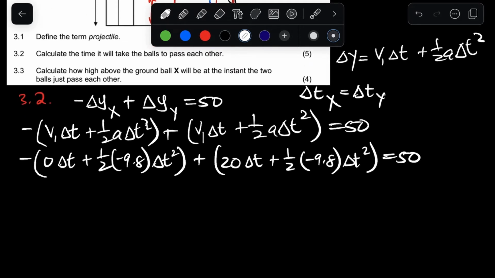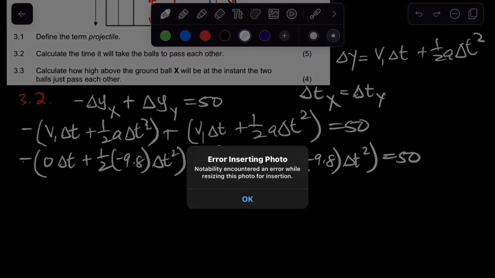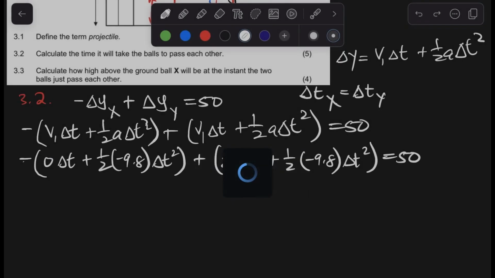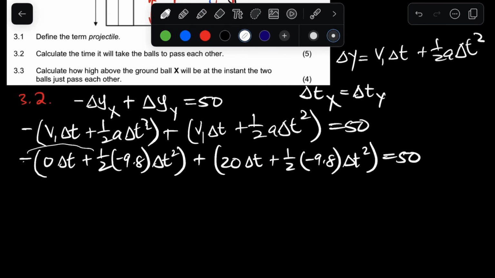And then that negative will multiply there, so this will be 0. So we'll distribute the negative inside there. So it will be positive 4.9 change in t. Okay, let me put it this way so that I do not confuse you.